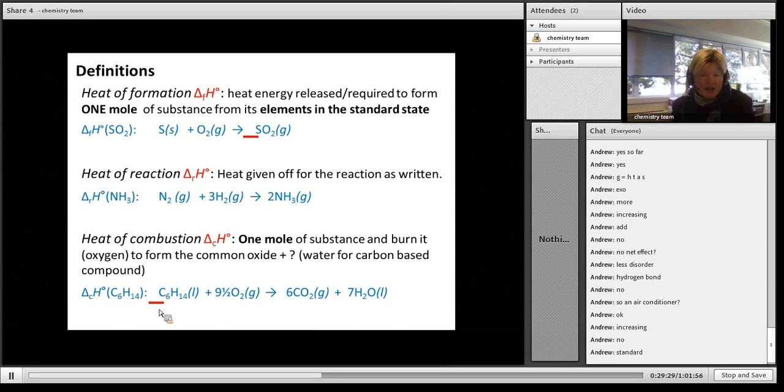Now normally, if you looked at the equation, you'd say, oh, you can't have fractions, you've got to multiply everything through by 2, so you get 12 CO2 and 14 H2O. But we can't have a 2 in front of that C6H14. It has to be a 1. So we do use fractions in this case.